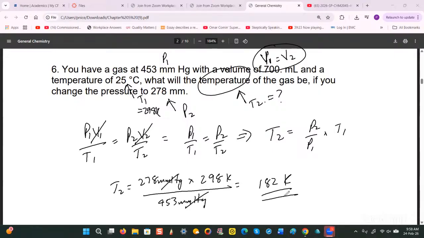All right. Any question about this one? Any questions? Okay, moving along. Here it is.